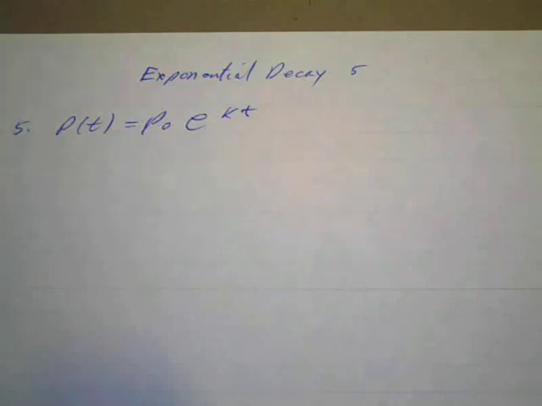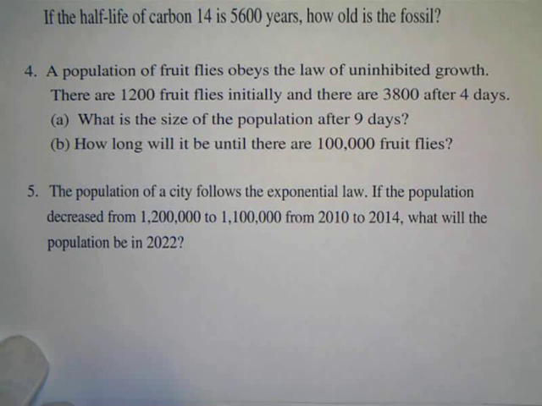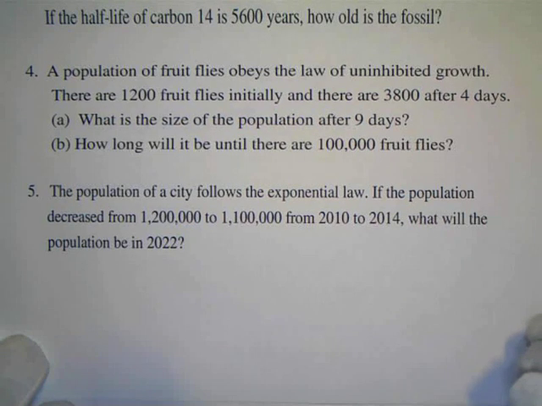Okay, here's another exponential growth and decay problem. This is actually decay. This is number 5. The population of a city follows the exponential law. If the population decreased from 1,200,000 to 1,100,000 from 2010 to 2014, what will the population be in 2022?